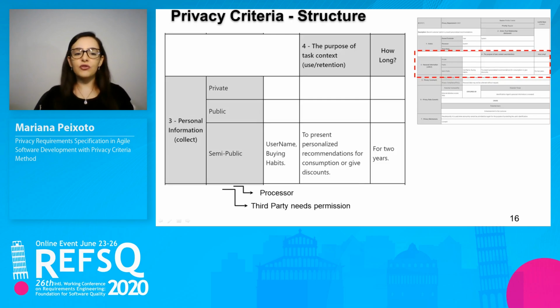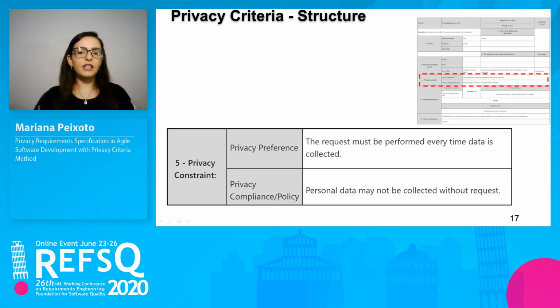After that, you should consider the specification of step 4, the context, in this case, to present personalized recommendations. After that, the retention time, how long? Here we have 2 years. After that, you should consider the specification step 5, the privacy constraint, according to our user preference, or according to our compliance with a law. Here we have personal data may not be collected without request, and the request must be performed every time data is collected.